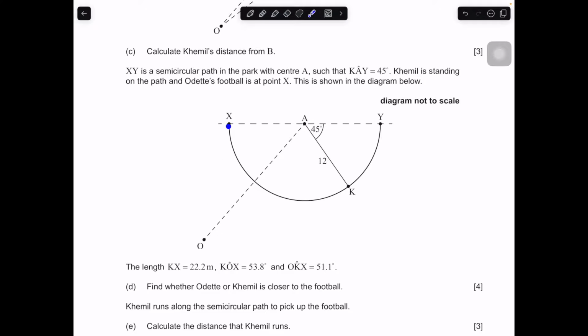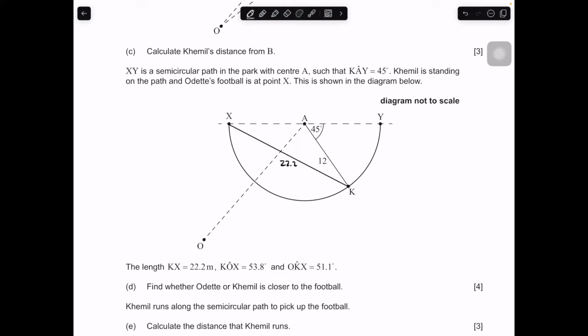KOX is equal to 53.8. And OKX is equal to 51.1 degrees. Okay, so it's kind of interesting they're not actually giving this information on the diagram itself. So first things, I mean, when you get a geometry question, best idea is generally to go ahead and actually label your diagram. Okay, so KX, let's go ahead and draw a line. It's not a bad idea to bring a ruler to the exams. I never did, but actually looking back, it probably would have been a good idea.